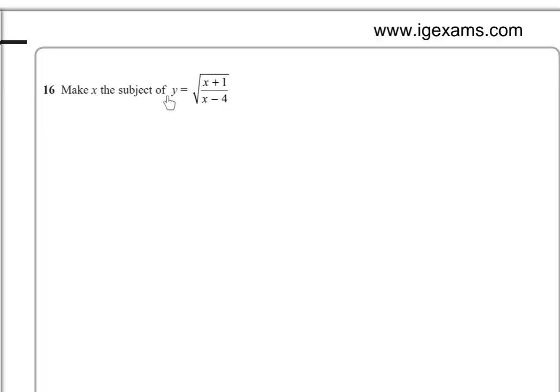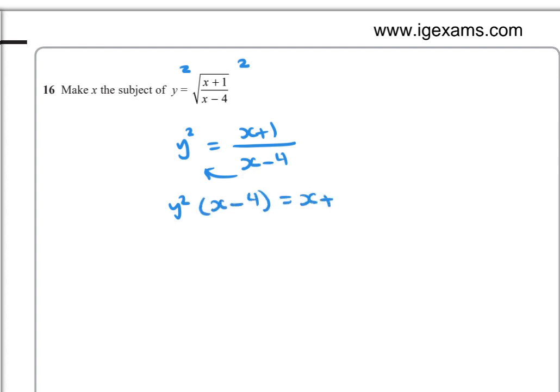Number 16. Make x the subject of y equals square root of (x plus 1) over (x minus 4). The first step is to eliminate the square root, so square. So y squared equals (x plus 1) over (x minus 4). Now cross multiply. So y squared into (x minus 4) equals x plus 1. Expand: y squared times x minus y squared times 4, so 4y squared equals x plus 1. Now keep x on one side because I need x as the subject. So transpose x to the other side and negative 4y squared to the other side.